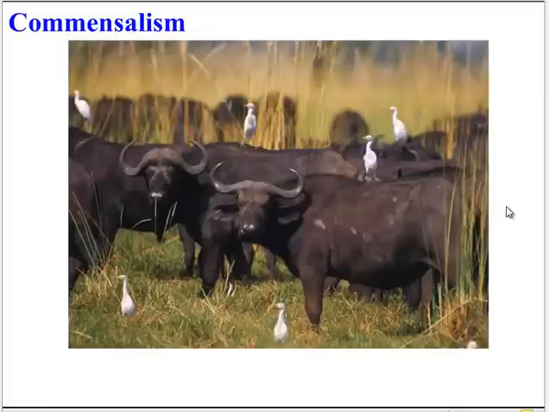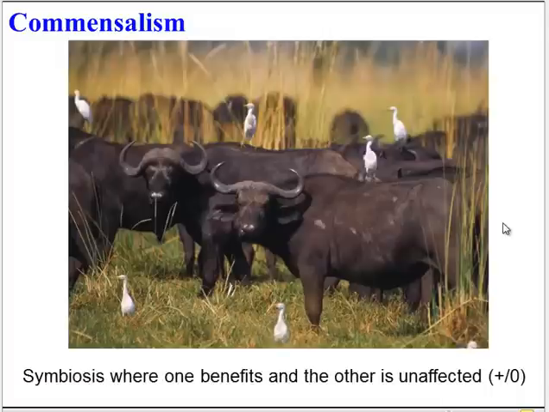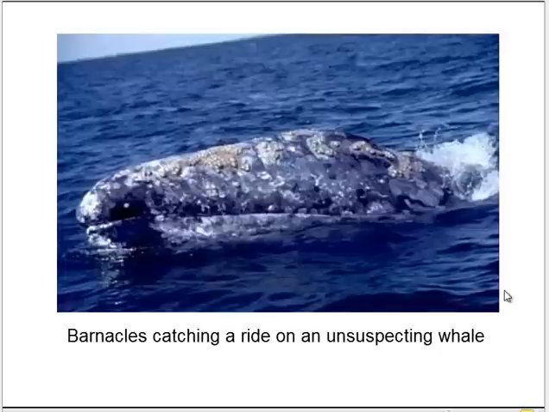Our third type of symbiosis is commensalism. In this relationship, one organism benefits and the other is unaffected. For example, these egrets, that's a type of bird, like to hang around the cattle and pick insects and other types of food out of their fur. Clearly, this will benefit the egret, but as far as scientists know, it doesn't really appear to benefit the cattle, but it doesn't harm the cattle either.